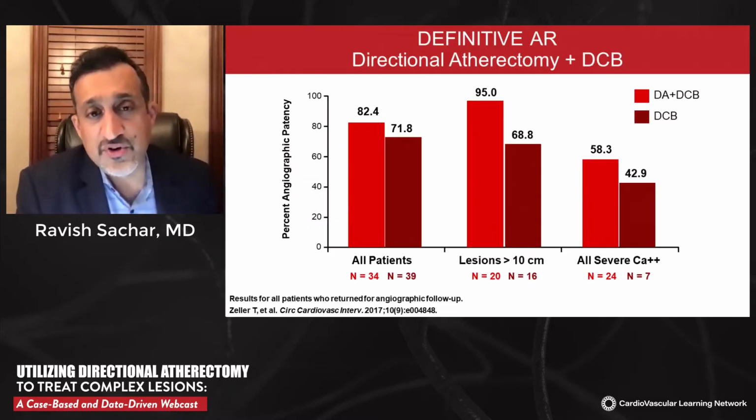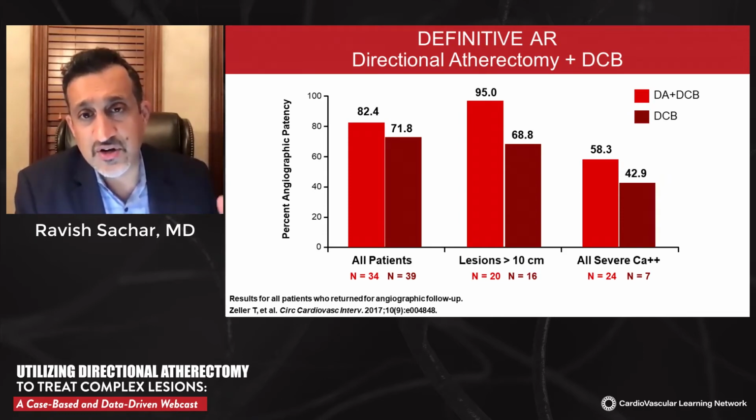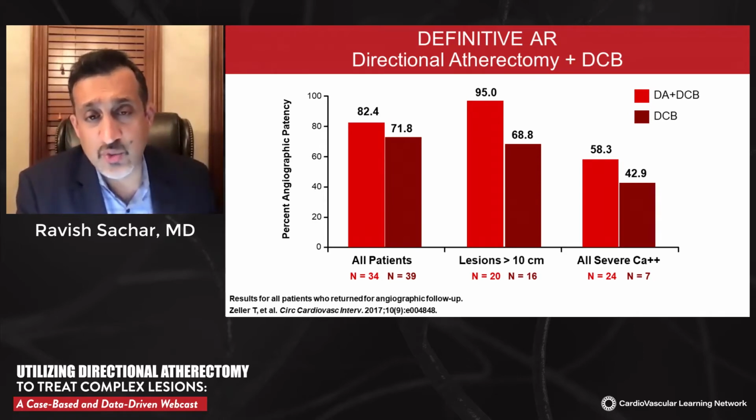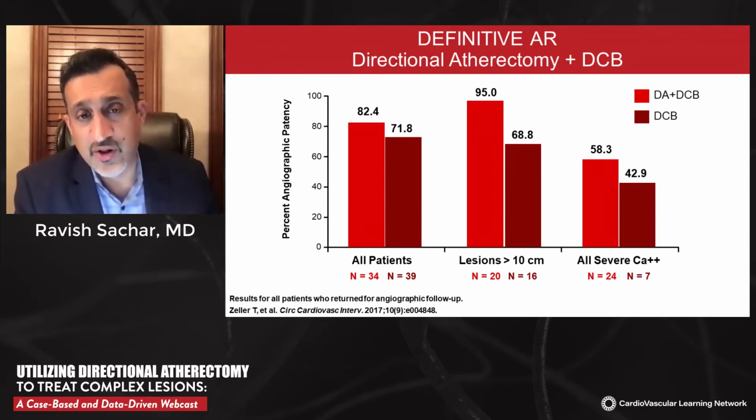This hypothesis was first looked at in a pilot study called the Definitive AR study. This study, the PI was Professor Zeller, and this study was published in 2017. As I mentioned, this was a pilot study, 120 patients. Of these 120 patients, 20 were in a registry in which patients had severe calcification in the femoropopliteal segment. The remaining 100 patients were enrolled in the randomized portion of the study. About half the patients had a strategy of directional atherectomy followed by DCB, and the other half had DCB alone. These patients were all followed out to 1 year and all underwent angiographic follow-up at 1 year.